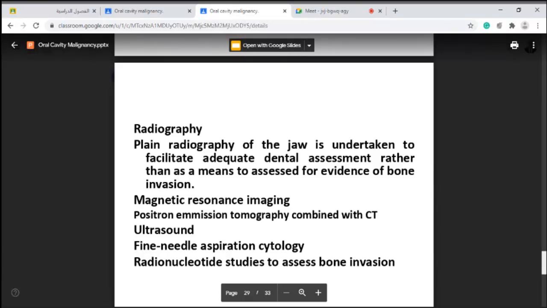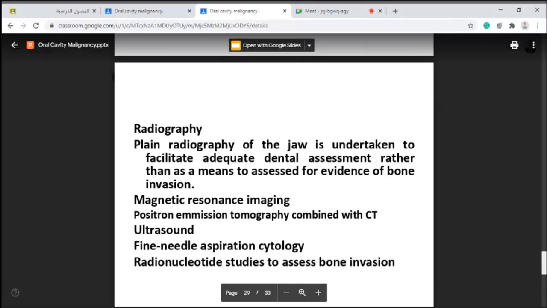MRI is the most important diagnostic tool in oral malignancy. If you have suspicion of a tumor of the tongue, oral mucosa, or mouth, the floor of the mouth or the tongue, MRI is very important. And also PET scan, positron emission tomography combined with CT. This PET scan is also very important.